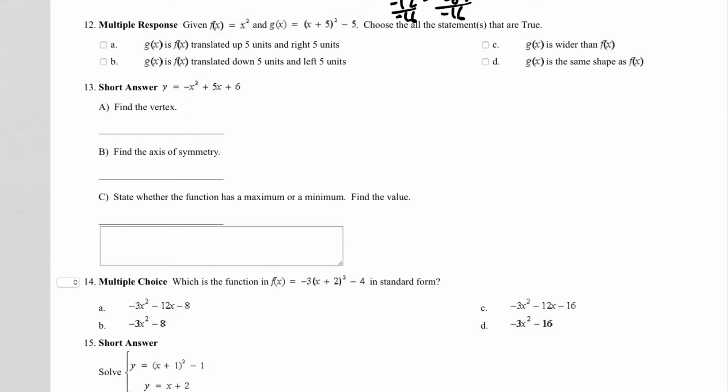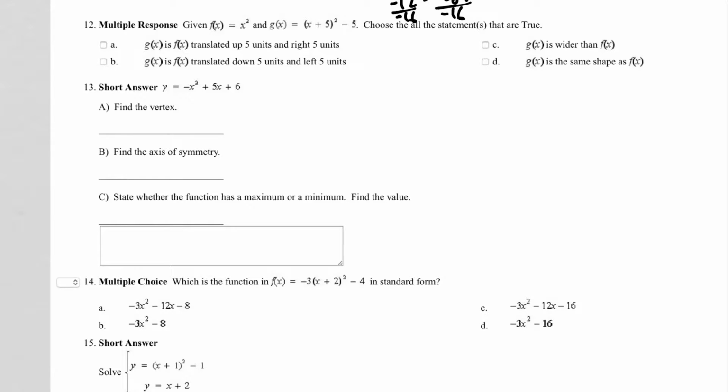Okay, now let's look at number 12. Multiple response. That means choose as many as you think are correct. Given f of x equals x squared and g of x equals the quantity x plus 5 squared minus 5, choose all the statements that are true. So I'm looking at both of these functions and I'm choosing which ones of these are true.